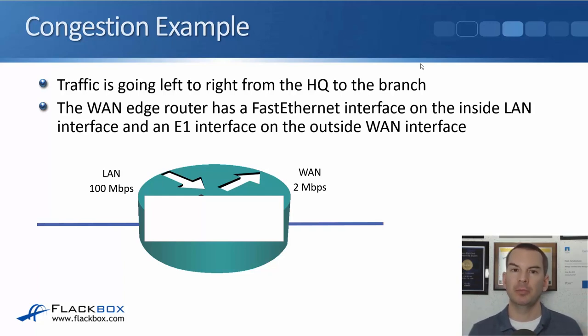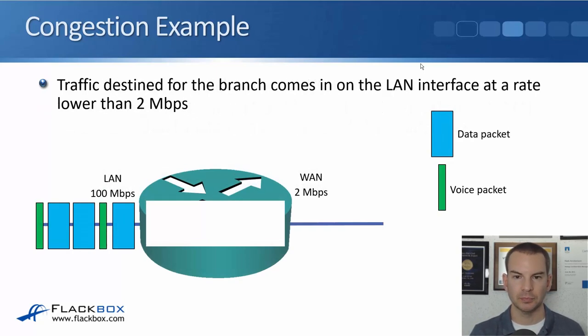So this is still our example where we had the HQ on the left in the diagram and the branch office on the right. And this is the HQ router, and we're going to be sending traffic from left to right to the branch. So let's look at what happens first when we don't have congestion.